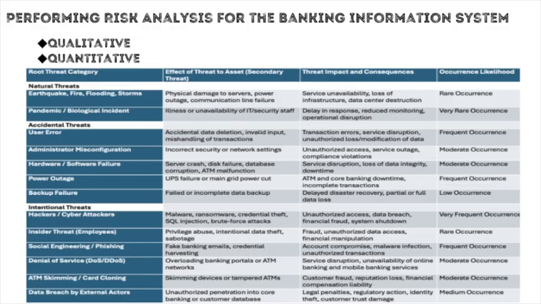Denial of service attacks, DoS or DDoS, target banking portals or ATM networks, causing service disruption and downtime. These are moderately frequent with high impact. ATM skimming or card cloning involves tampering with ATM devices to steal card information. This can lead to customer fraud and reputation loss and occurs moderately often. Finally, data breaches by external actors, when hackers penetrate the core banking system or databases, can result in identity theft, legal penalties, and regulatory action. This is moderately likely and rated high in impact.